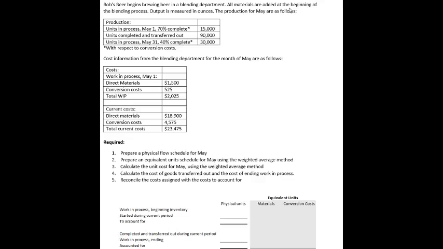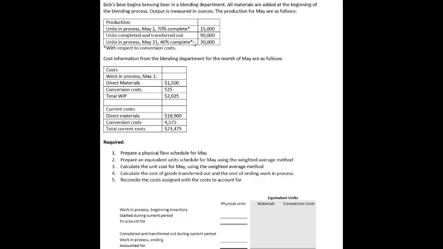The materials are added at the beginning of the blending process, and that's very logical, and that's how it works for many products. If you think about beer, you add the water and the yeast and the hops and whatever flavoring gets added up front, and then you make the product. So all of it is added typically up front, and that'll become important when we look at equivalent units. They tell us output is measured in ounces, maybe not as critical.